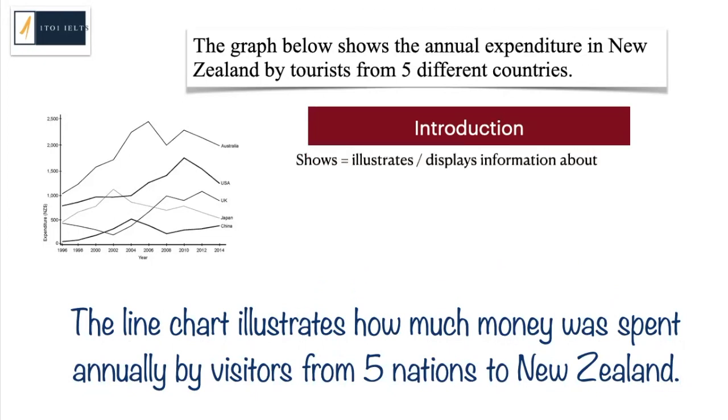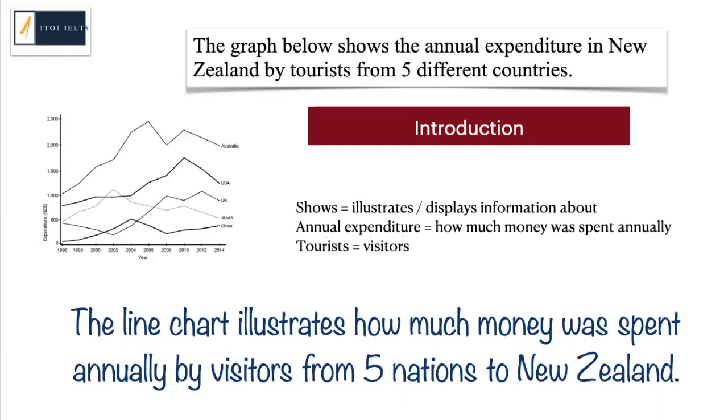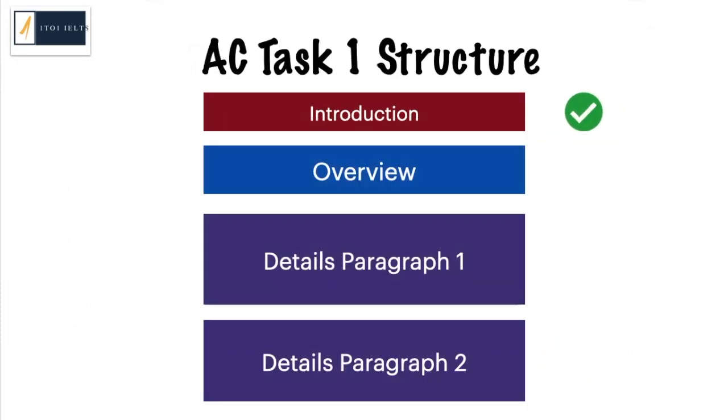So the key synonyms we were using here was shows, which we can use as illustrates. You could also replace illustrates with displays information about. Annual expenditure, we changed with how much money was spent annually. Tourists, we changed for visitors. And 5 countries, we changed for 5 nations. Once we've finished with our introduction, now we have a great paraphrase, and we're going to move on to our next paragraph, which is the overview.